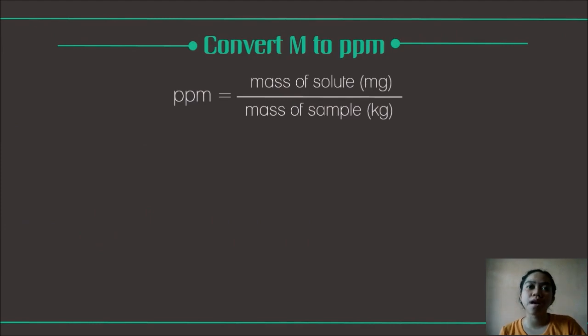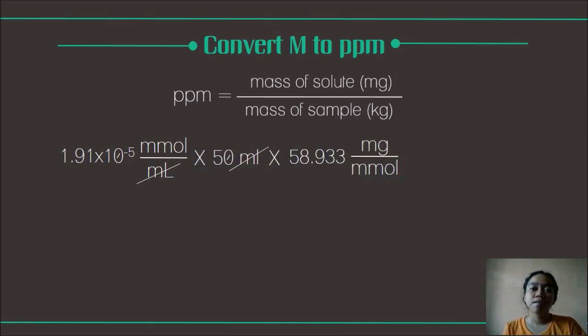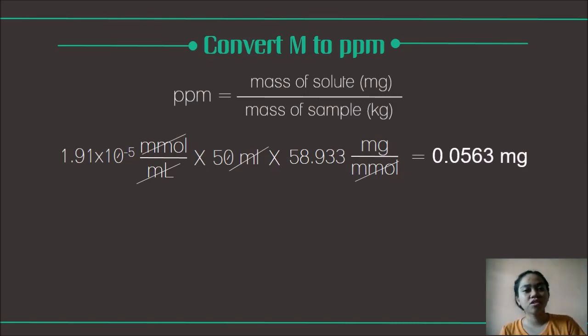Again, we know that ppm is mass of solute in milligrams divided by the mass of sample in kilograms. So multiplying the molarity that we got earlier by the 50 ml for the final volume, canceling units, we will have millimole of that, but we want the mg. That's why we will multiply that by the molar mass of cobalt, which is 58.933 milligram per millimole. Canceling millimole, we will have 0.0563 milligram cobalt as the solute.